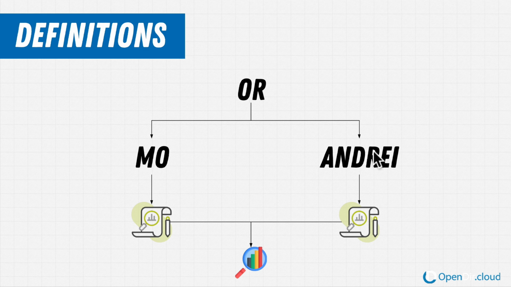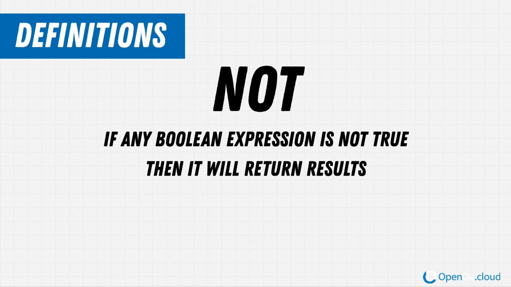And so creating that visualization just helps you map out what you want to do and what you're trying to achieve. This is not exactly how a database would process the outcome, but thinking about it in this way helps you build that complex structure of a filter. And then we looked at the not. And what the not said was, if any Boolean expression is not true, we will return results.